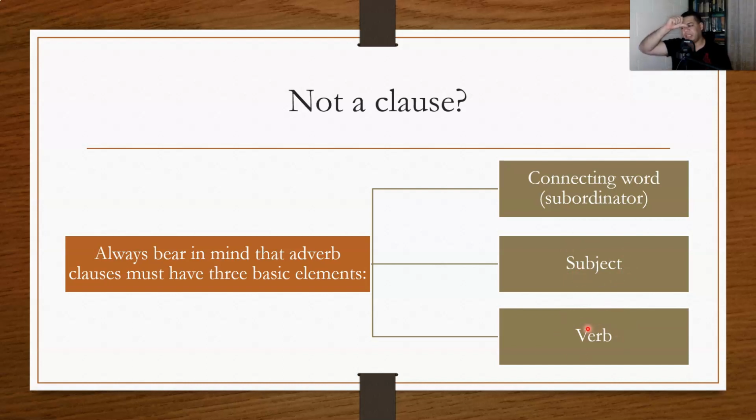Of course, in the predicate, we can have a direct object. We can also have an object complement or an indirect object. We can have a predicate nominative, a predicate adjective. We can have adverbs. We can have many other elements, but the basic elements that must be contained in an adverb clause are the connecting word, the subject, and the verb. So, is it not a clause? I asked this question because I want you to check the following cases.